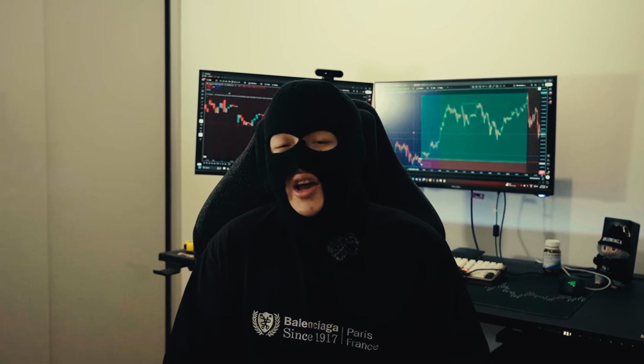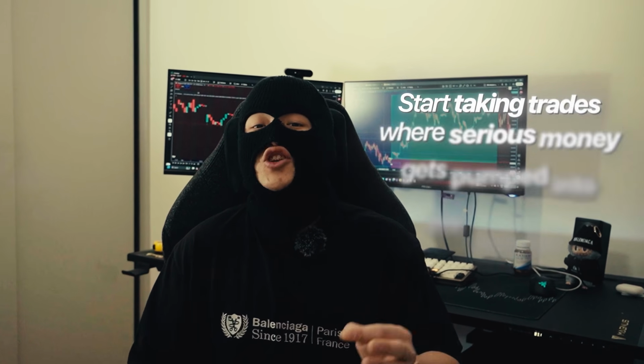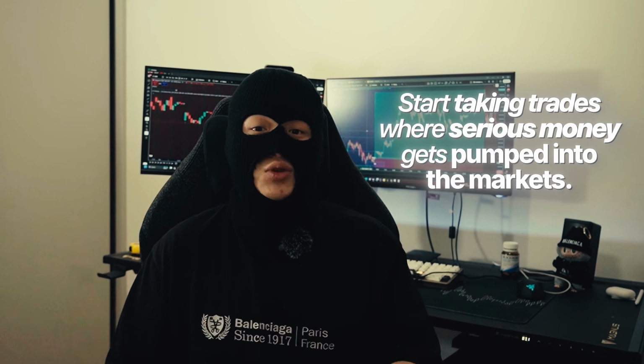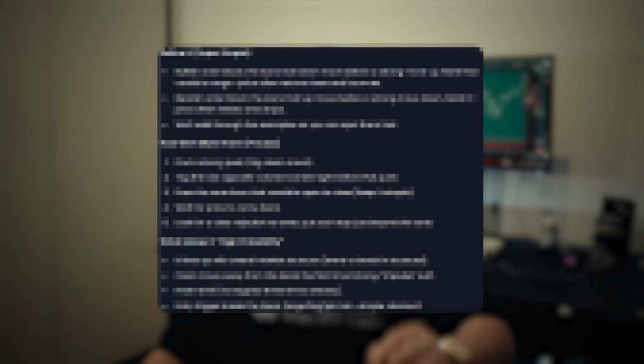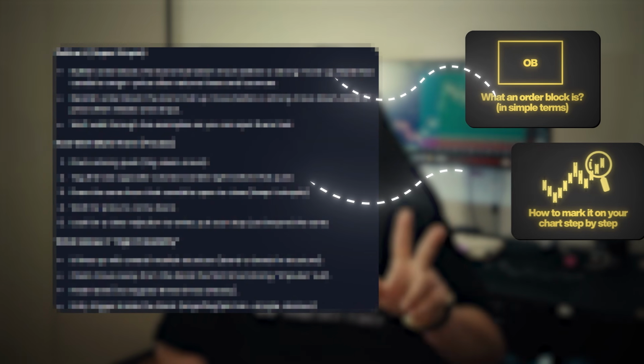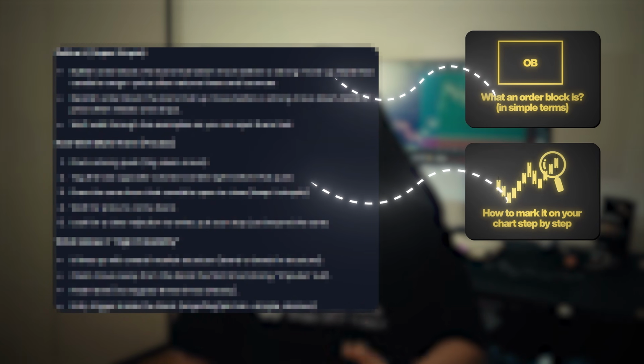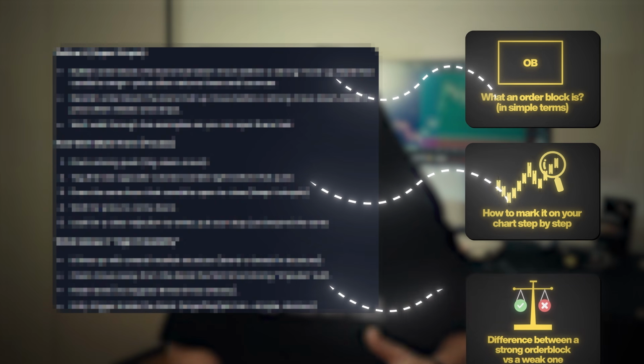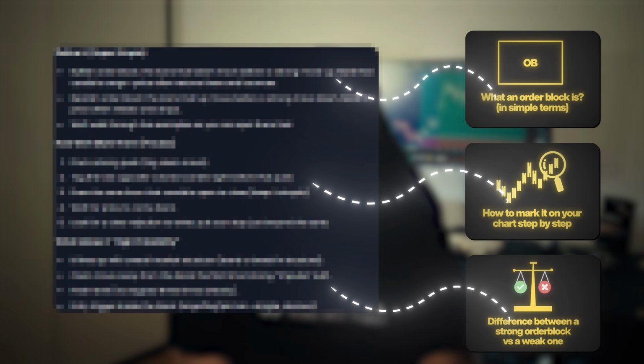In simple English, stop guessing lines. Start taking trades where serious money gets pumped into the market. In this video, I promise to give you 3 important things. 1. What an order block is, in simple terms. 2. How to mark it out on your charts, step by step. 3. How to tell a strong order block from a weak one, so you only take high probability entries.